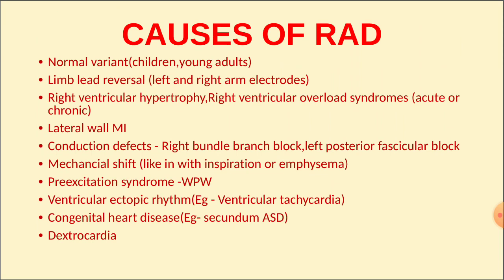Mechanical shift, like with inspiration or emphysema. Pre-excitation syndrome like Wolff-Parkinson-White syndrome. Ventricular ectopic rhythms like ventricular tachycardia. Congenital heart disease like secundum atrial septal defect. Dextrocardia. In all these cases, right axis deviation can be seen.